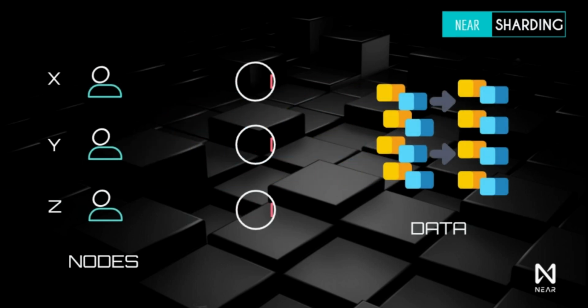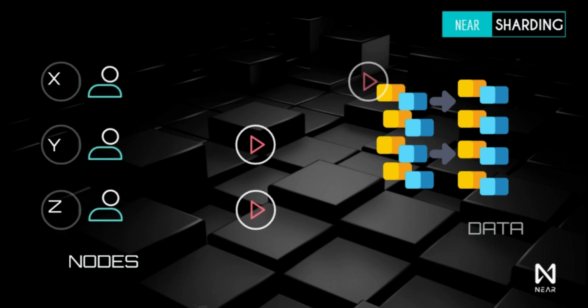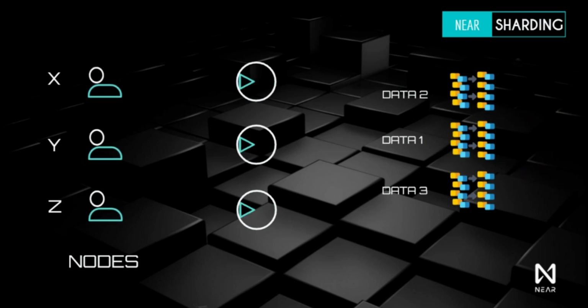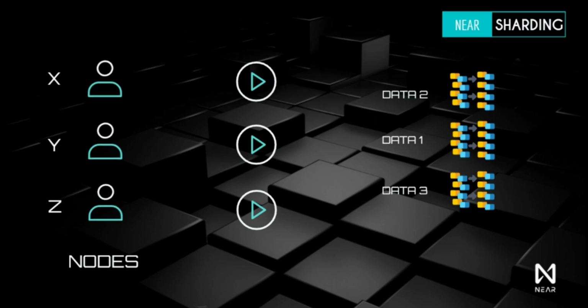Imagine this scenario. There is a network with three nodes X, Y, and Z, and they have to verify data. The data is broken down into three shards: data 1, data 2, and data 3. Instead of all these nodes working on data as a whole, they can individually work on a shard at the same time. As you can see, the amount of time you are saving is exponential.